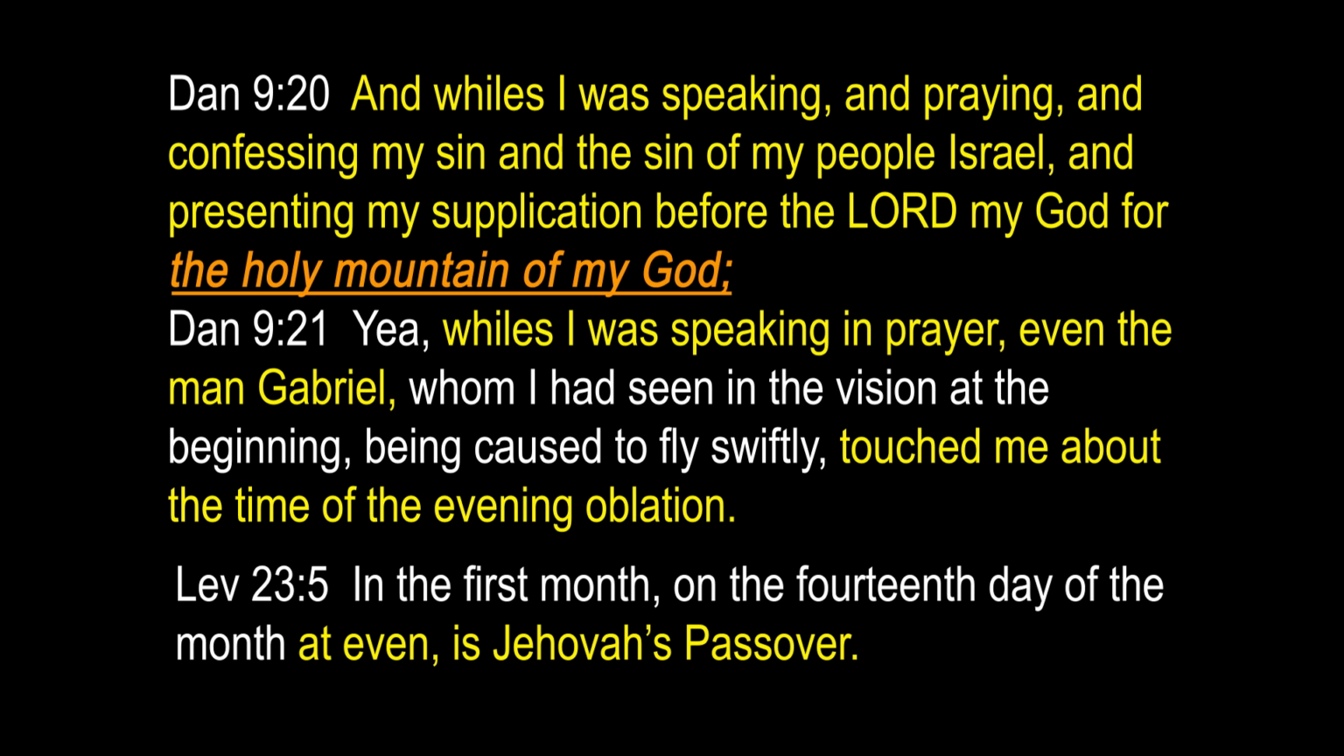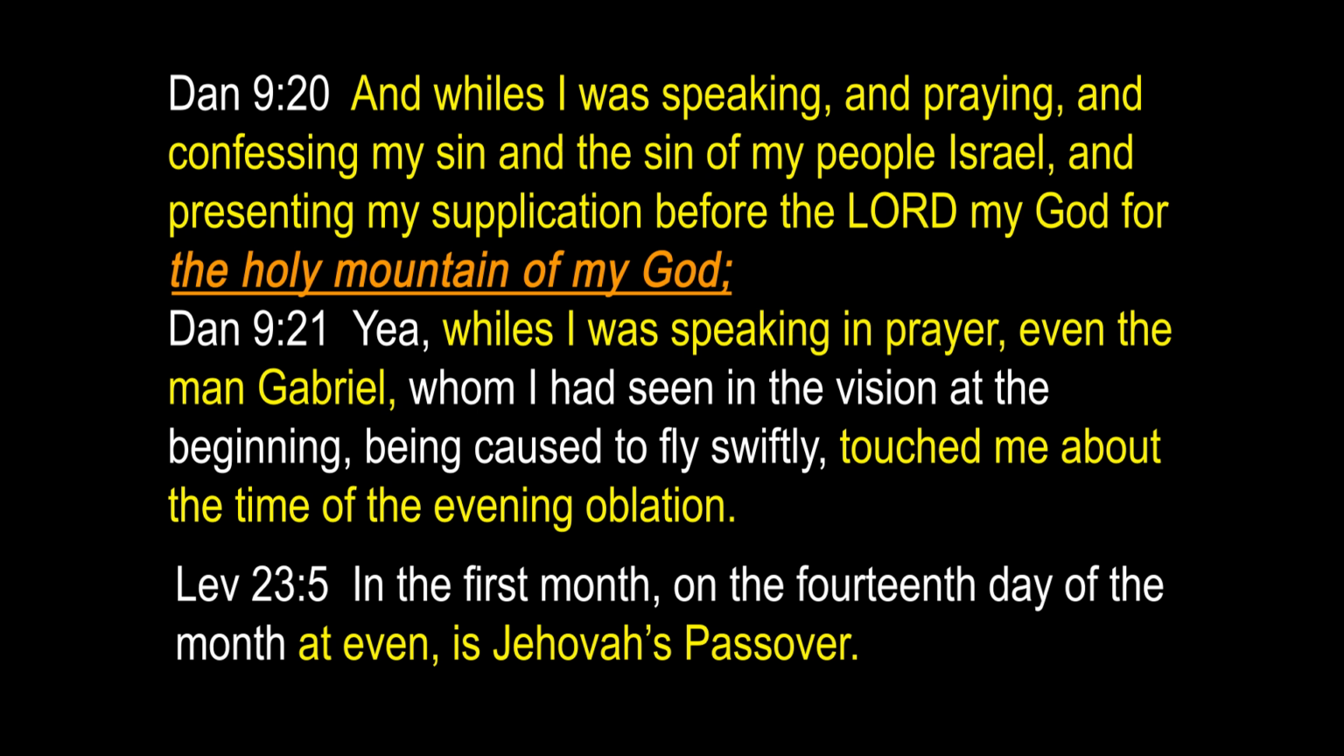In verse 21, Daniel says the angel Gabriel came to him about the time of the evening oblation, which is critically important to understand because that was when the angel touched him. To touch is to anoint, which means Daniel was chosen and thus prepared for what will be the Last Supper.